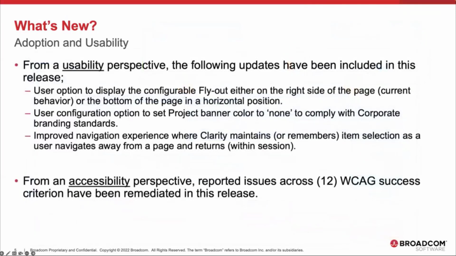So what's new? From a usability perspective, the following updates have been included in this release. First up, there is a new user option to display the flyout either on the right side of the page, which is the current behavior, or the bottom of the page in a horizontal position. Next, a new user configuration option is available to set the project banner color to none, quite often to be used to comply with corporate branding standards.